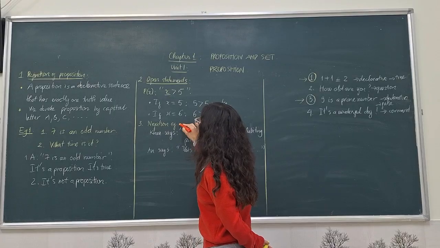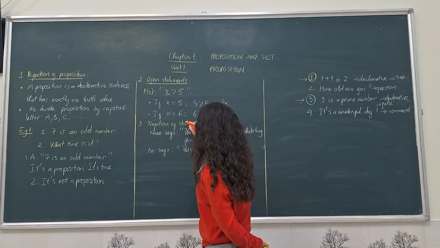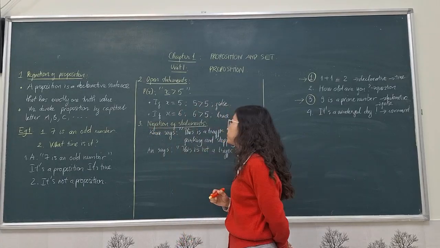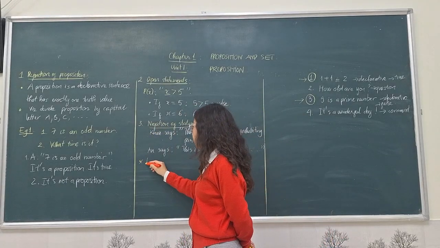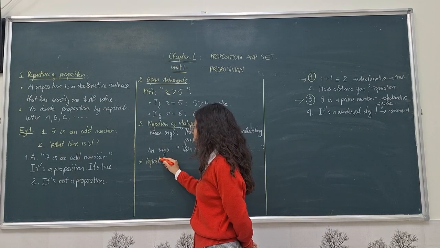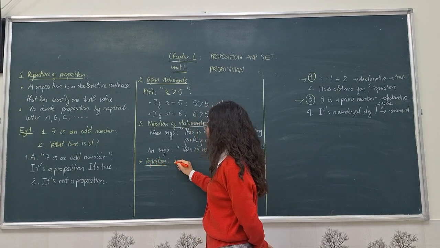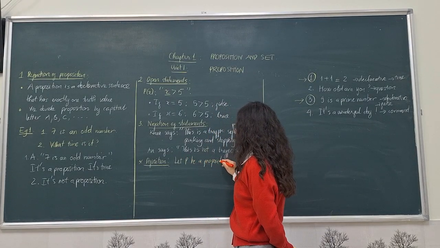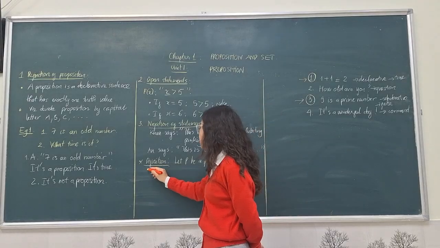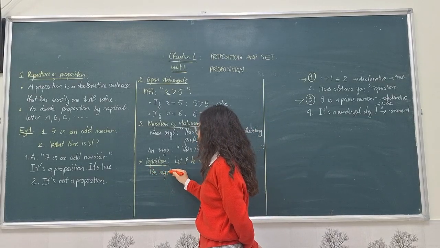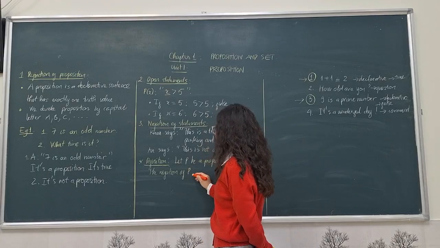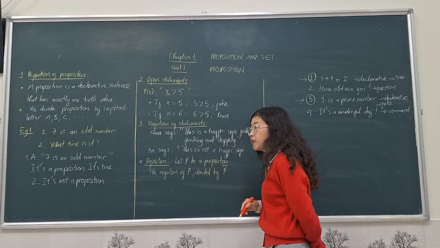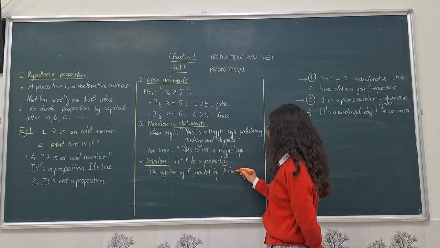Negation of statement, or negation of proposition. Now, definition. Let P be a proposition. The negation of P is denoted by not P, or P bar. P bar is called not P.